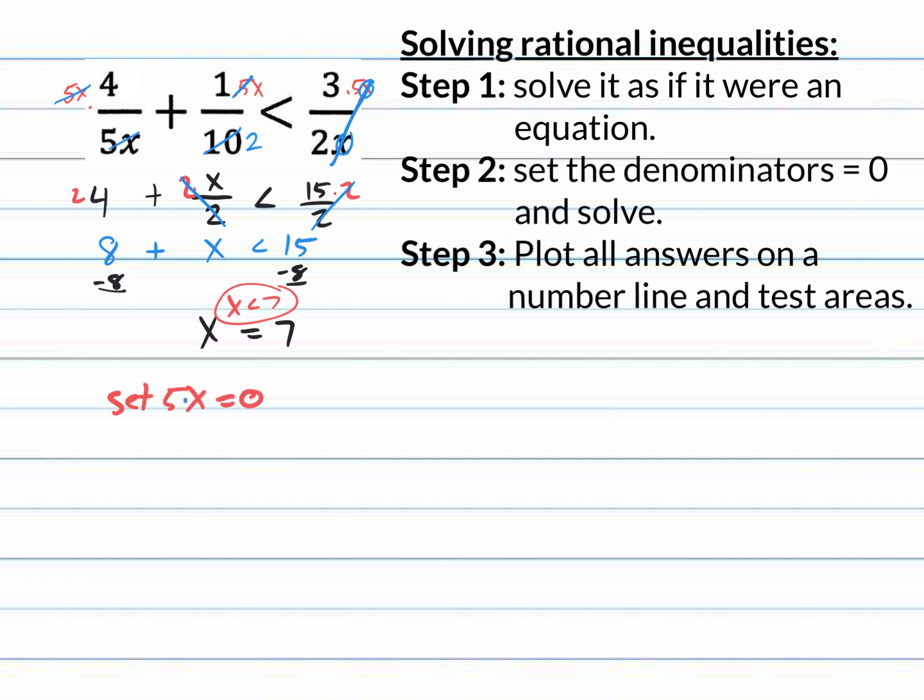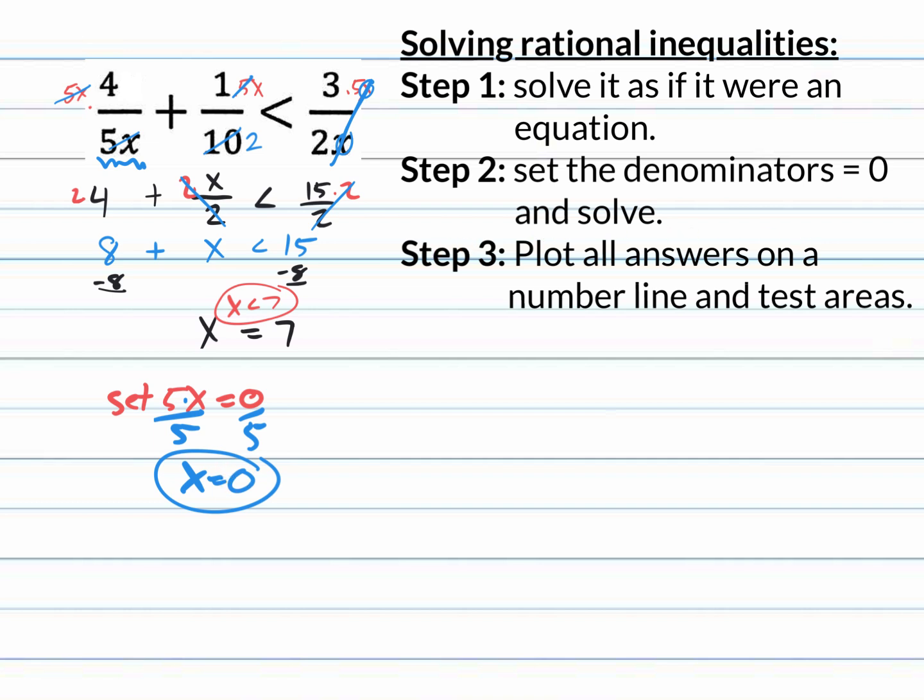So that's really 5 times x equals 0. Divide by 5, divide by 5. X equals 0 divided by anything is still 0. Okay, so when you take the 5x and you set it equal to 0 and solve, you get x equals 0. That is a value that you want to avoid because the x value of 0 would cause this inequality to become undefined. Same thing over here. If you were to set 2x equal to 0 and solve it, you're going to also get the same answer, x equals 0. So step 2 was to set your denominators equal to 0. 5x equals 0, 2x equals 0. Solve both. In this case, both of them gave you the answer 0.